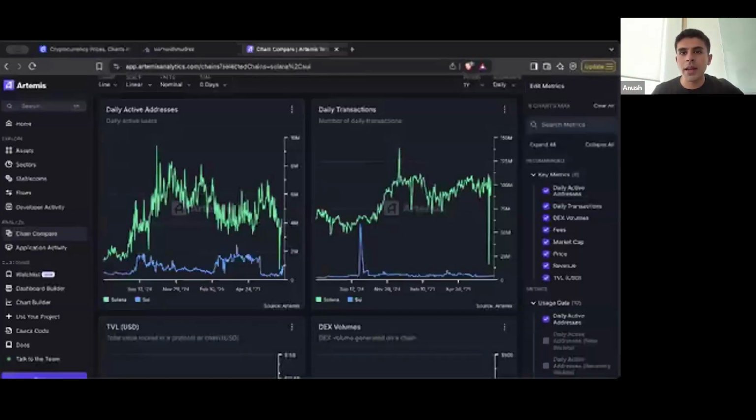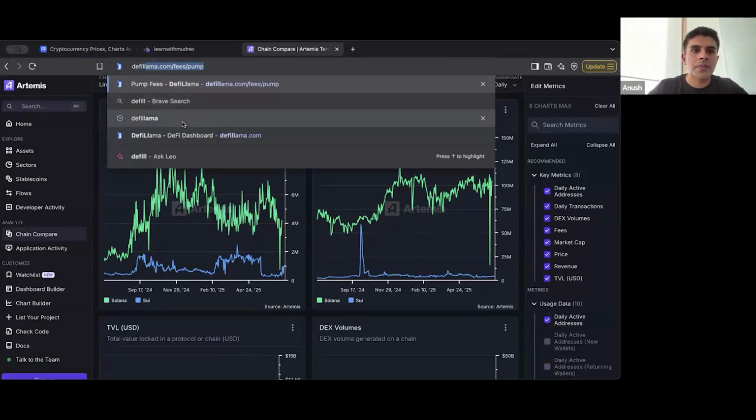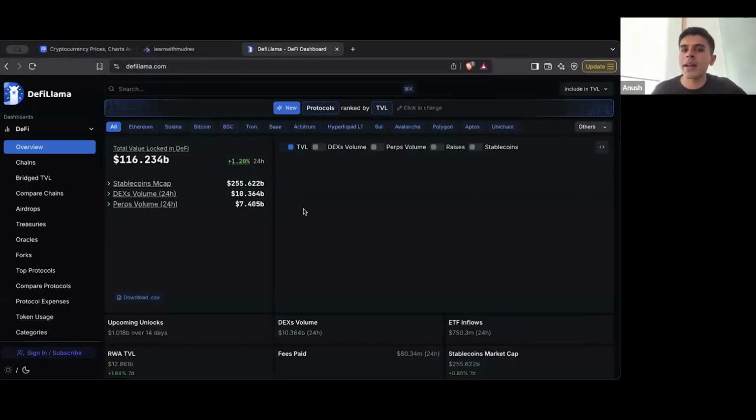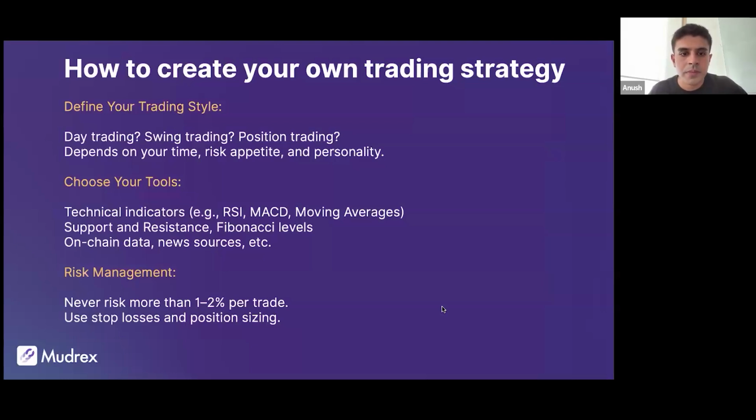So that is something that I definitely want you all to check out. Artemis is this platform, and the other platform is called DeFi Llama. I'll show that as well. So on DeFi Llama, you'll be able to see some other metrics here as well. Cool. So let's go back to the presentation. Okay. So the key here, like I was mentioning earlier as well, is you need to know these two, three tools. These two, three tools will be very decisive for your trading strategy.